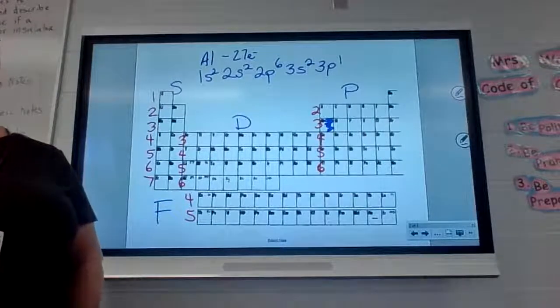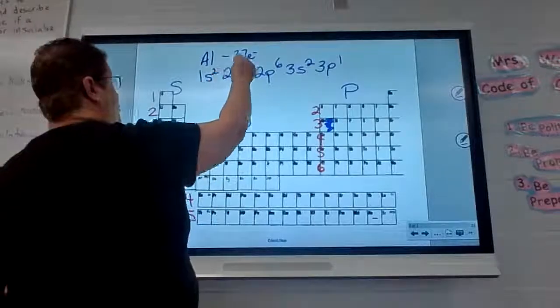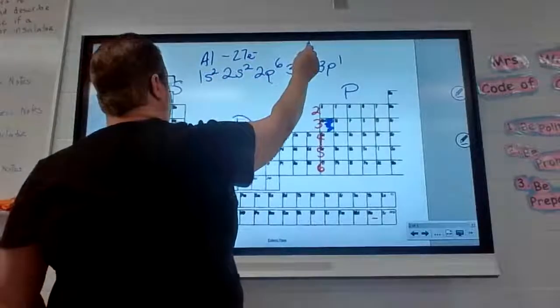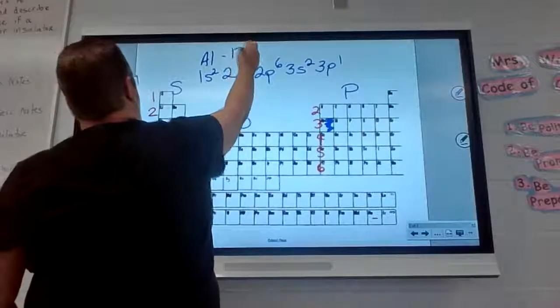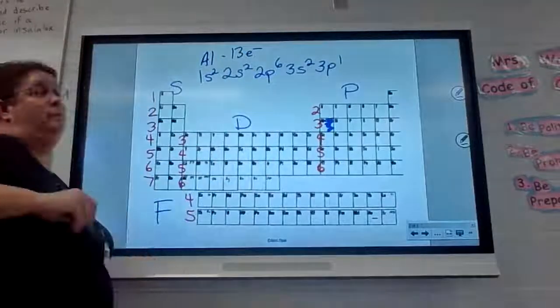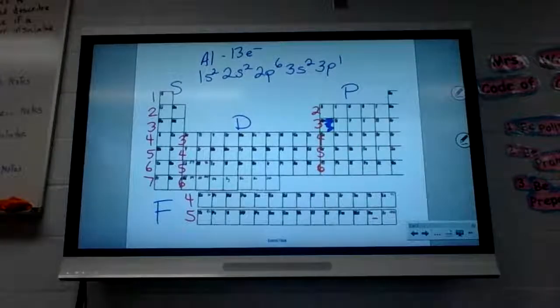Now, when I add up my numbers, I should total what? 2, 4, 10. I wrote 27 like an idiot. It's 13. 13 electrons. I'm so used to doing masses, I just wrote the mass. It's 13 electrons.